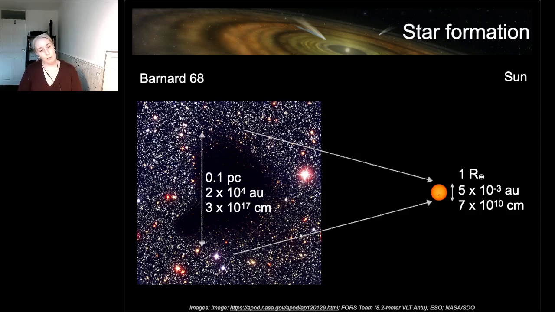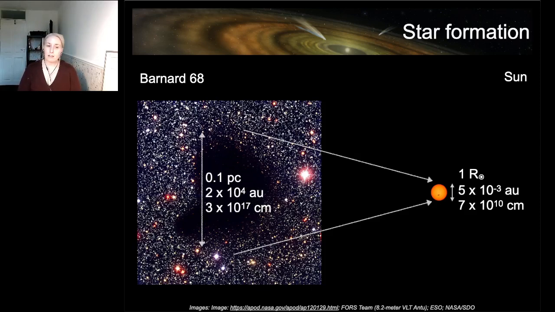But in order for a molecular cloud to form a star, quite an extreme event needs to happen. So let's take an example of Barnard 68, which you've already seen in this lecture. Barnard 68 is about 0.1 parsecs in size. That's of the order of 2 × 10⁴ astronomical units, where an astronomical unit is the distance between the Sun and the Earth. And that translates to about 3 × 10⁻17 centimeters. We tend to use CGS units in astrophysics a lot.